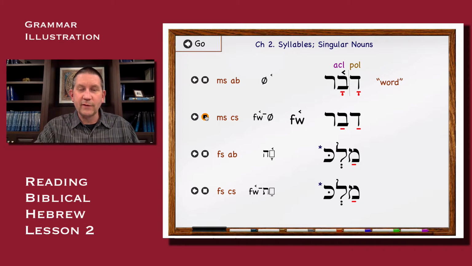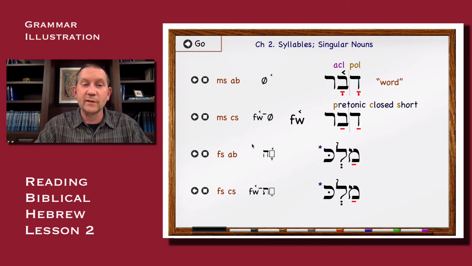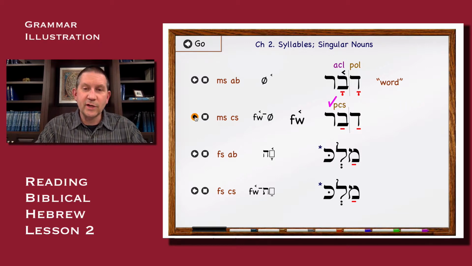We throw on the zero ending, let it go a little bit too soon, and we divide, and here we want to have pretonic closed short. That doesn't take much effort because it's already closed and short if we understand that it was coming from patak. So give that a check mark. But up here, this is problem position. This is the spot in front of the pretonic vowel, so we get shava in problem position.